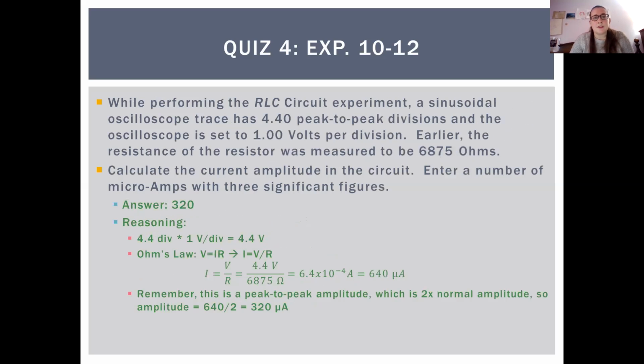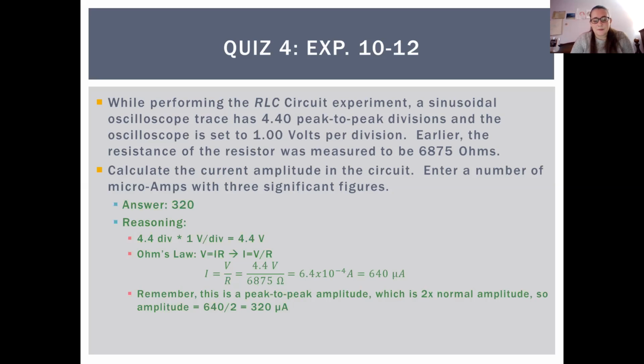Okay, experiment 11, the RLC circuit experiment. Sinusoidal oscilloscope trace. It's important that it says sinusoidal oscilloscope trace. It has a 4.4 peak-to-peak division, and the oscilloscope is set at 1 volt per division. We have the resistance of the resistor as 6,875 ohms. We need to figure out the current amplitude. This question was so commonly missed.